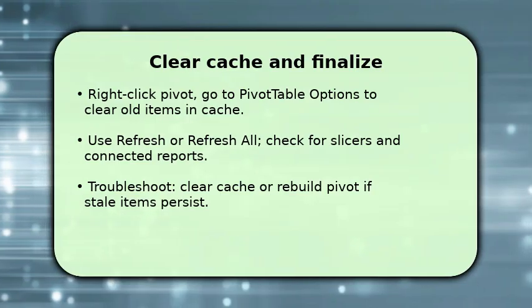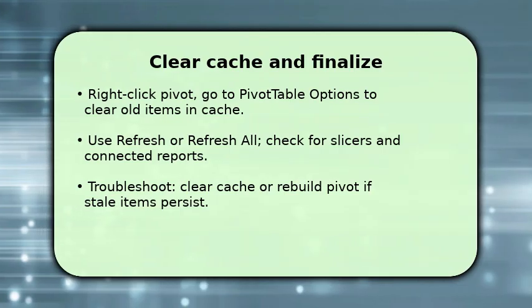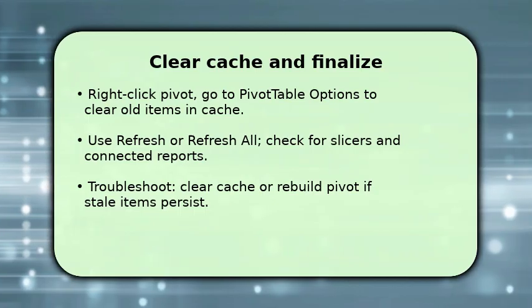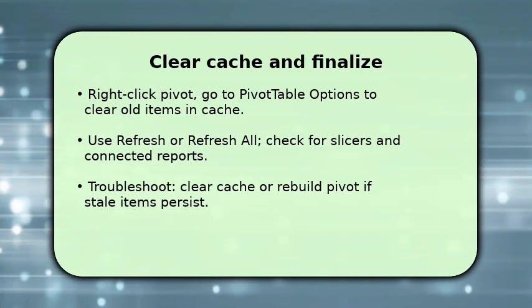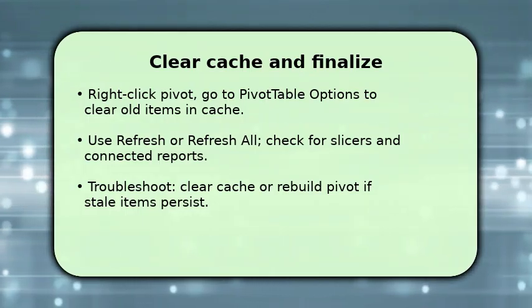Make sure slicers or other connected reports are updated too, since they can reintroduce removed items. If stale items persist, rebuild the pivot from a fresh copy of the cleaned source, or use the Clear All command and recreate the pivot quickly. This resolves most stubborn cache issues.